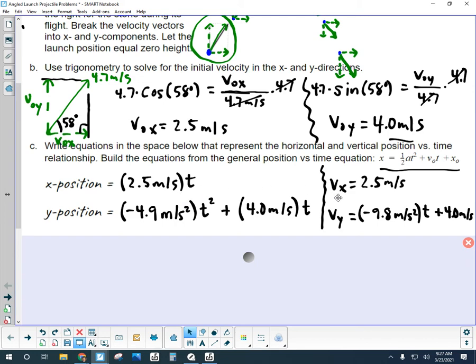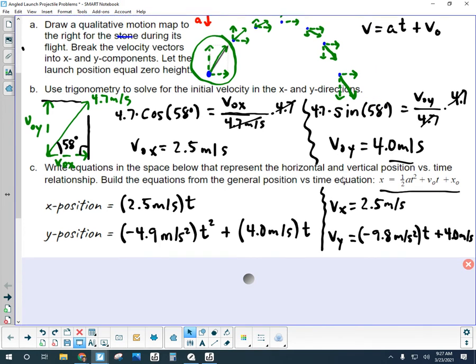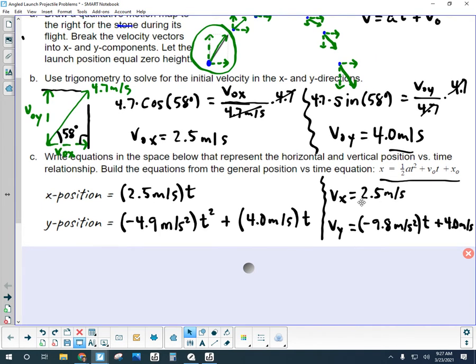If I wanted to write the velocity equation, which I did over here, the general equation is acceleration times time plus your starting velocity. Well, again, in the x direction, the acceleration is 0. So it's really just making a statement that Vx is always 2.5 meters per second. It's not going to change in the x direction. All right, questions in the x direction?